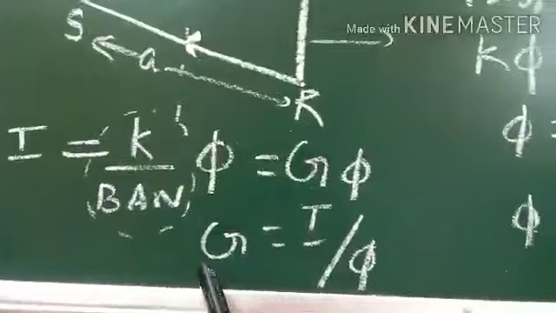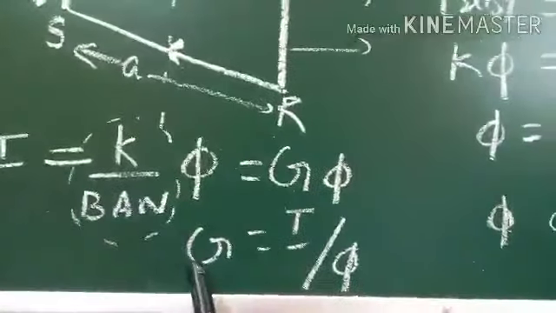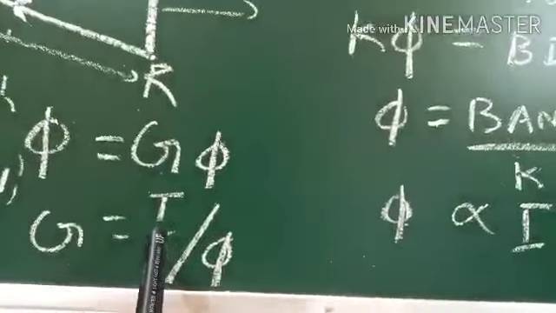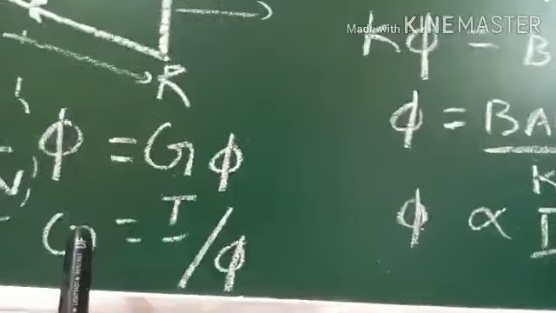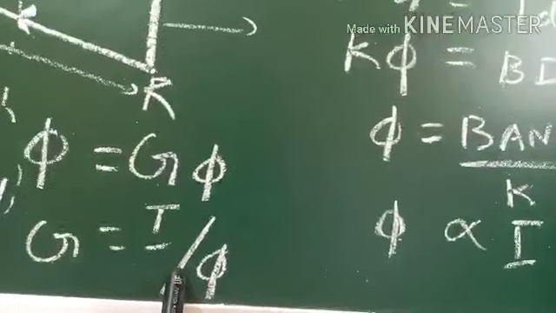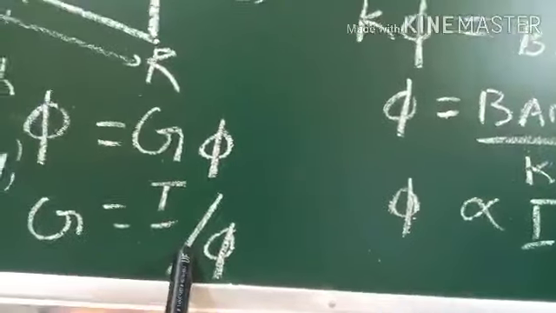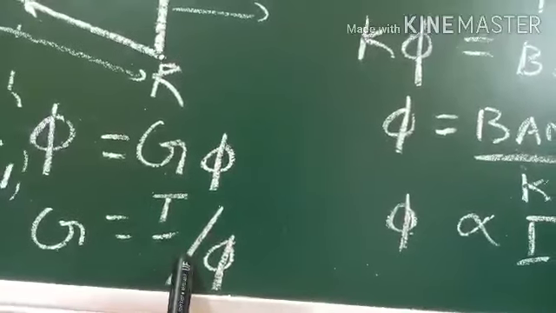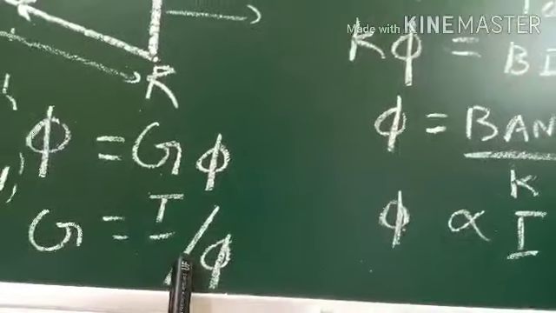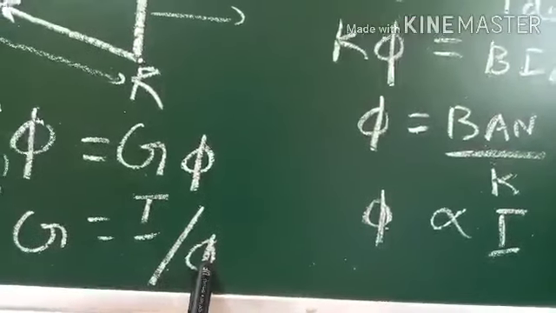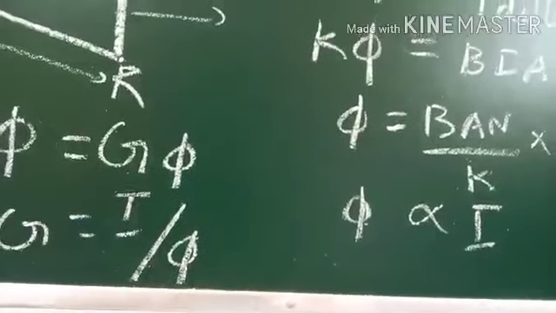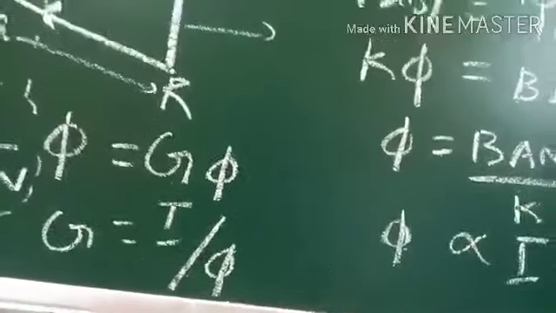In terms of current, G is equal to I by phi. The galvanometer constant is also called the figure of merit of the galvanometer. So from this expression you can define the figure of merit: G is equal to I by phi. It is the current which produces unit deflection in the galvanometer. When phi is equal to 1, G is equal to I. That is why we define it as the current producing unit deflection in the galvanometer.